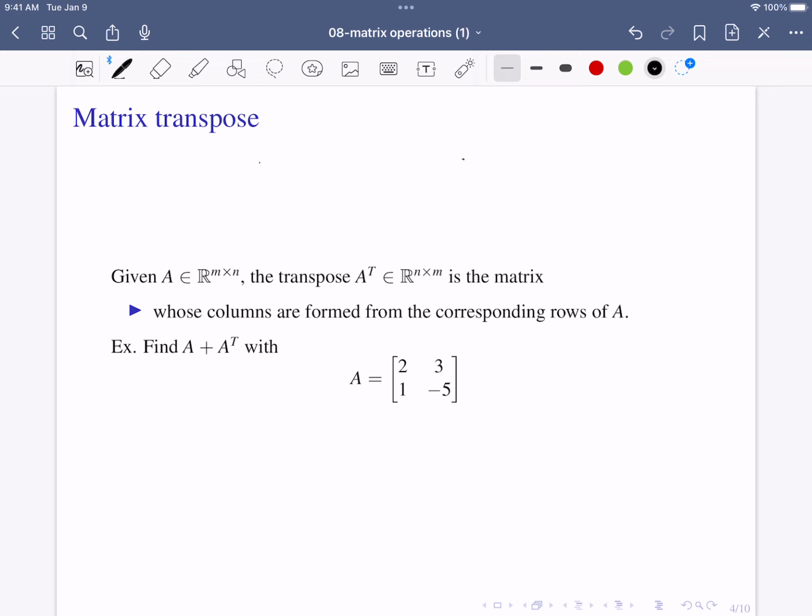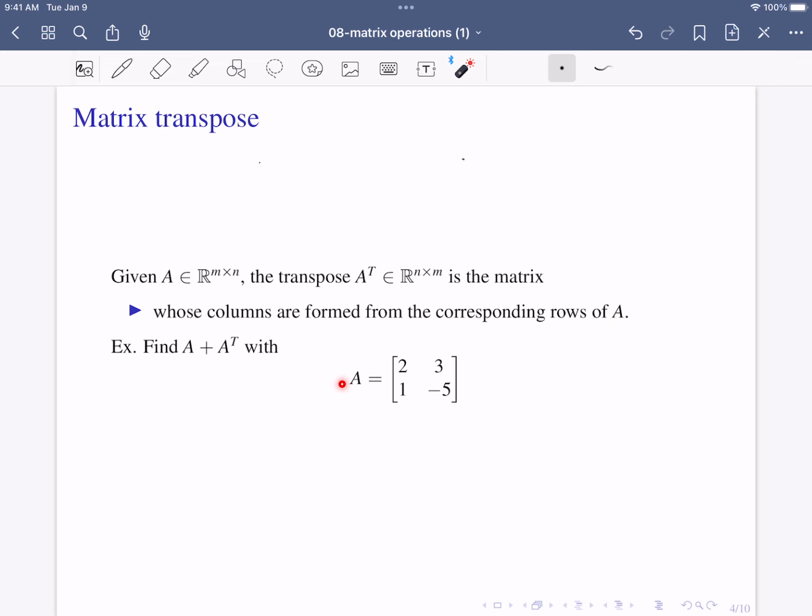Matrix transpose. Matrix transpose is an operation of one matrix. So if A is given as an m by n matrix, then its transpose A^T is another matrix with n by m shape, whose columns are formed from the corresponding rows of A.